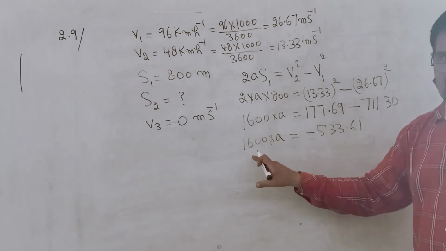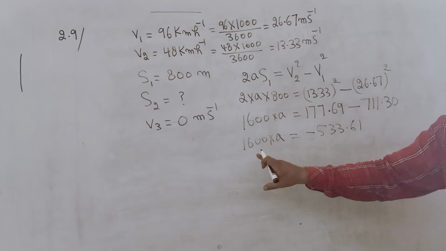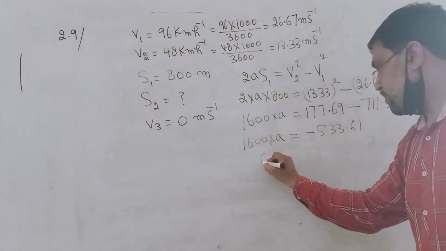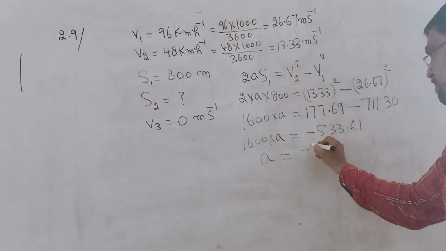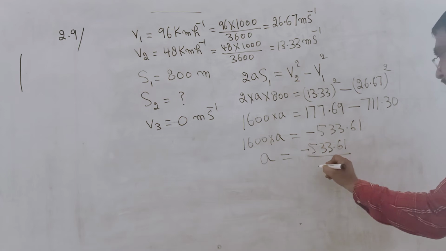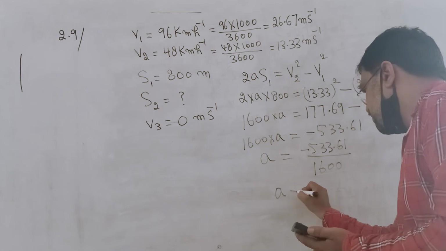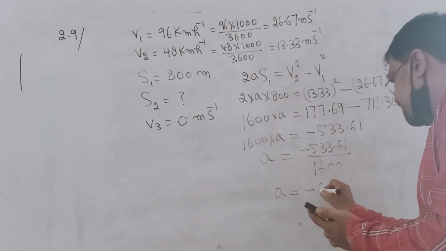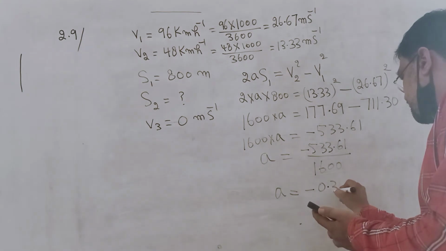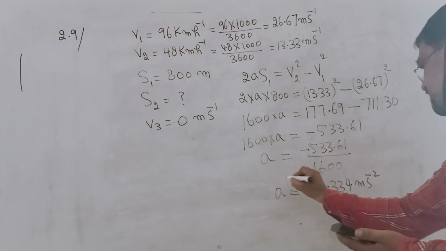1600 is multiplying on the left hand side. When we bring 1600 to the right hand side, it will be divided. So a is equal to minus 533.61 divided by 1600. Acceleration is equal to minus 0.334 meter per second square.